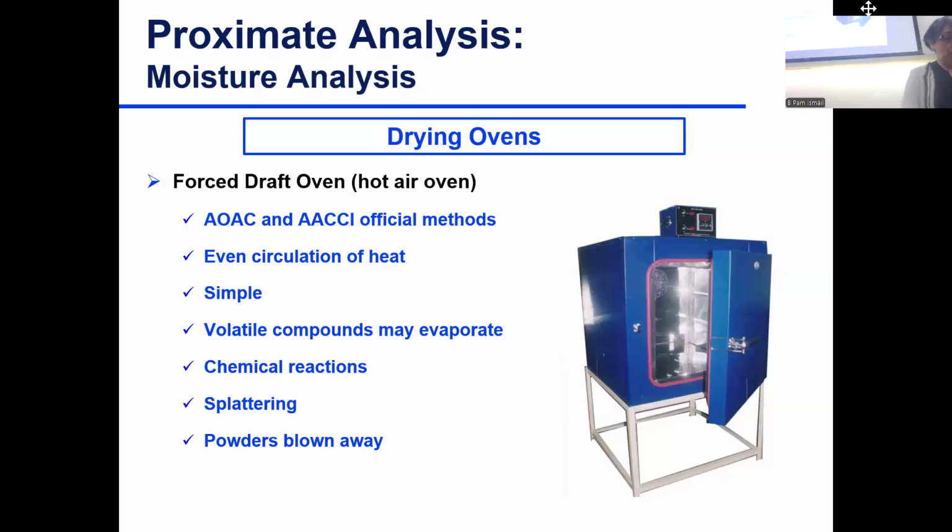It's very simple. You weigh, you put it in, leave it 24 hours, take it out, put it in a desiccator to cool, and measure. Very, very simple. However, the common errors are that you lose volatile compounds, you can get Maillard reaction or burning, so you have a little bit of an overestimation. The splattering, we deal with by concentrating before putting in the oven, and the powders, we prevent that by using glass wool or a cover.